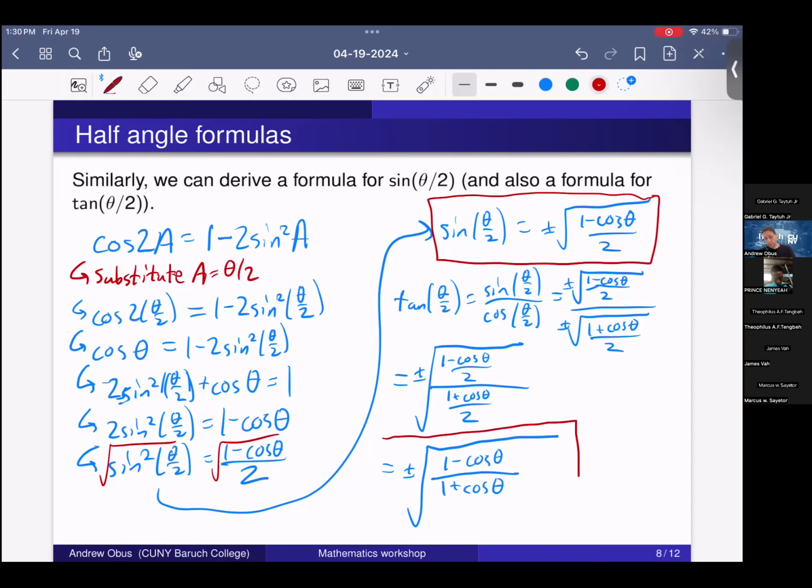Okay, so this is the formula for tangent of theta over 2. You just get it by combining the sine formula with the cosine formula. So sine theta over 2 divided by cosine theta over 2. And then eventually, when you simplify, the 2's go away, and you're left with 1 minus cosine theta over 1 plus cosine theta. Okay. All right, so these are all of our half angle formulas.